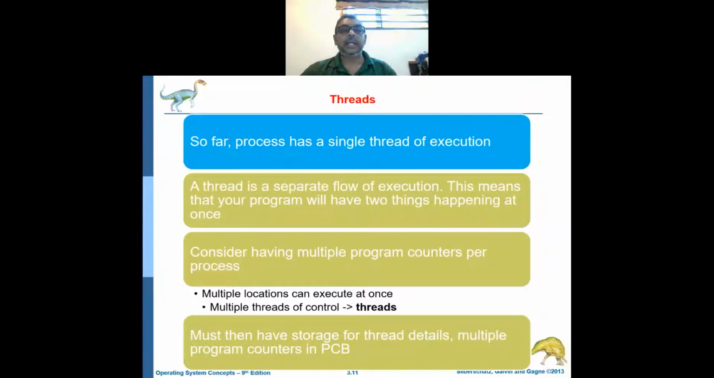So, point number 2 here, a thread is a separate flow of execution. This means that your program will have two things happening at one time. So Microsoft Word and print. Microsoft Word document 1, 2 is a process, and you print, that's a thread.